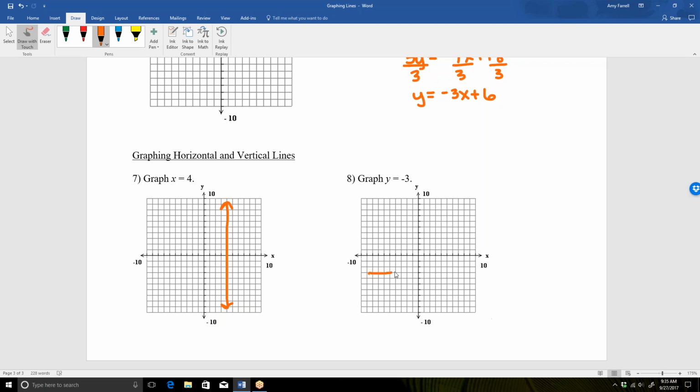This is a horizontal line down here. Oops, still can't draw my straight lines here. Notice along this line, our y coordinate is always negative 3. Here's the point 1, negative 3; 2, negative 3; 3, negative 3; 4, negative 3; 5, negative 3. So if your equation only contains the variable y, it's going to be a horizontal line.